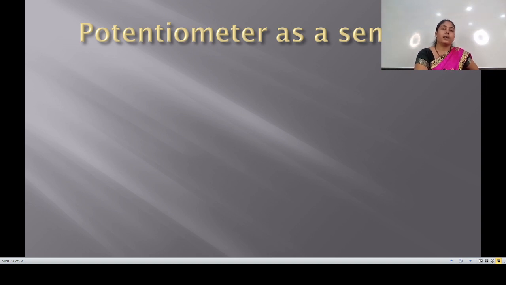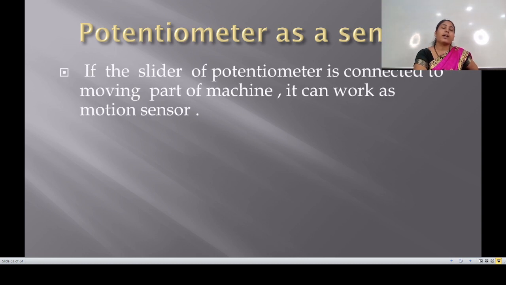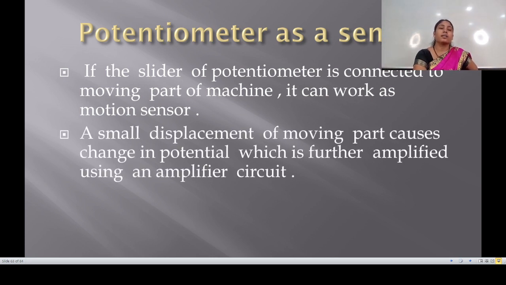Potentiometer as a sensor. In different types of laboratories, we can use a potentiometer as a sensor. Sensor means if the slider of the potentiometer is connected to the moving part of a machine, it can work as a motion sensor. A small displacement of the moving part causes a change in potential, which is further amplified using an amplifier circuit.